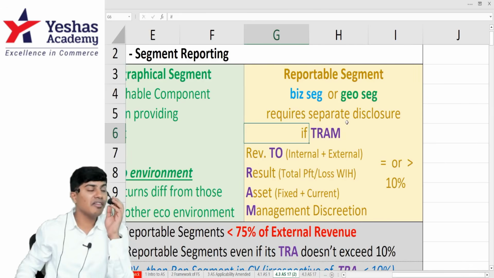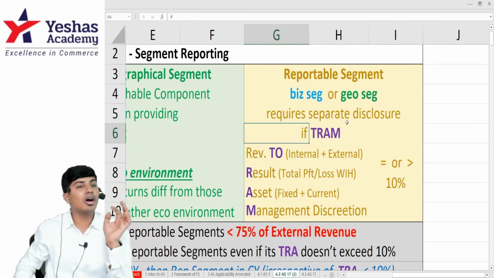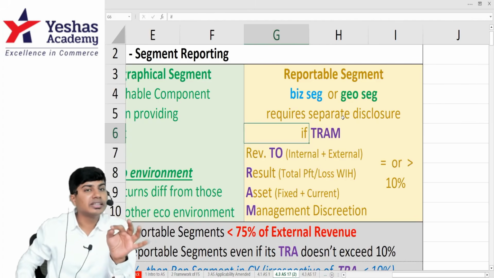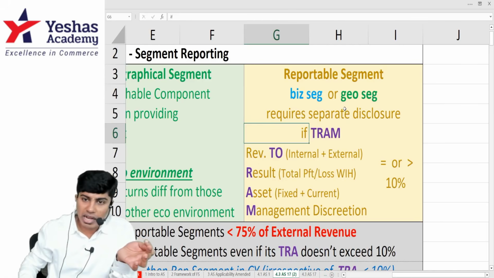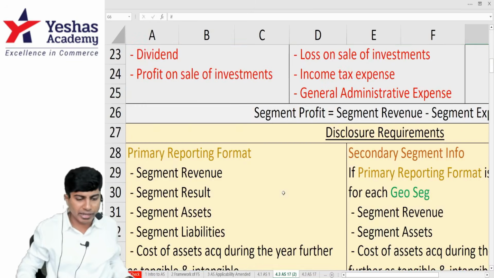Once again, if the turnover or revenue is greater than or equal to how much, then it will become reportable. Okay, let's see it with numbers. Now we've done only part of it. We'll come back to it later.